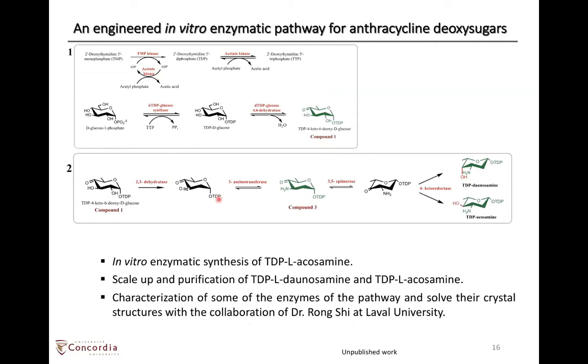I have optimized the conditions for the production of TDP-daunosamine, and currently I'm working on the ketoreductase that catalyzes this step. And next I will be scaling up and purifying these 2 sugar donors, and we will also characterize some of the uncharacterized enzymes in the pathway.